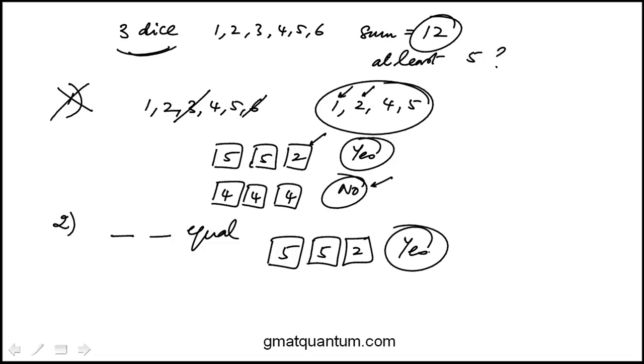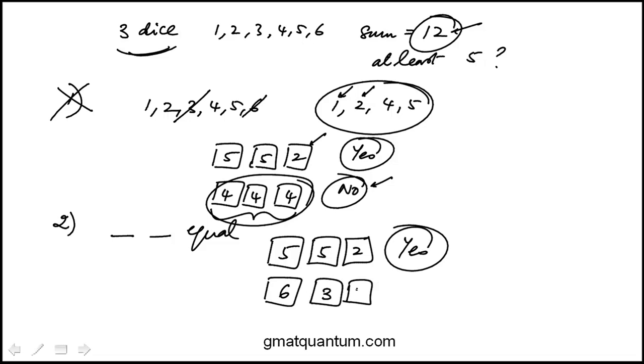Now, I can't really use this example anymore for the no, because it says 2 are equal, but not all 3, and here all 3 would be equal. So I have to bring a 6. Now I can't have two 6s, because then the third number would bring the sum to be greater than 12. So I'll keep one 6 and then two 3s. And that would be a no because I'm satisfying all the conditions.